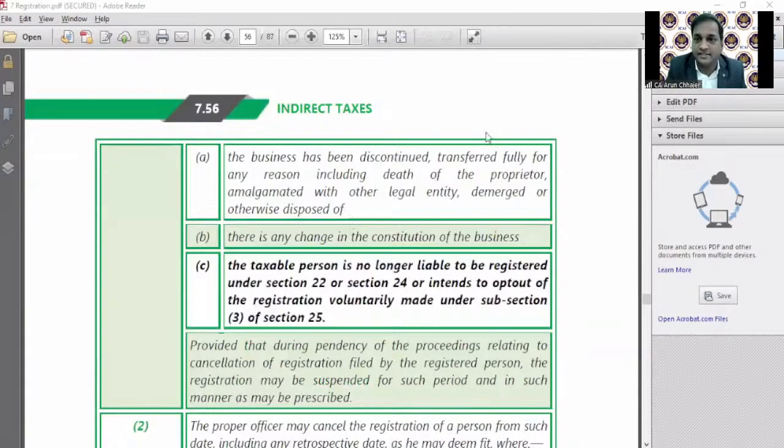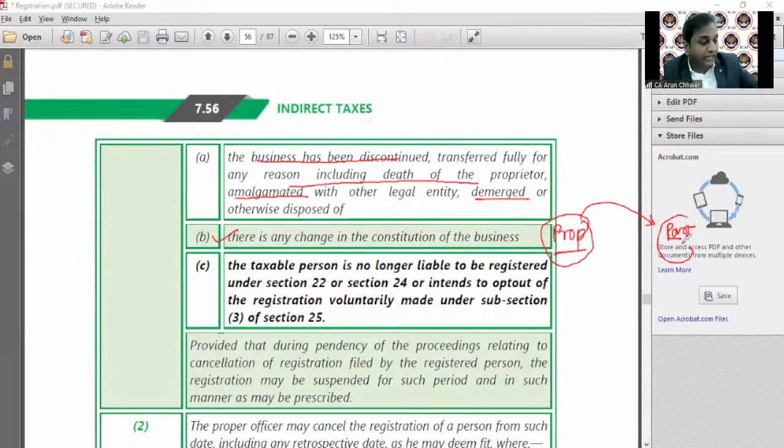In which circumstances either business has been discontinued, death of the proprietor, or it has been amalgamated, demerged, change in the constitution of the business. For example, I was doing the proprietorship business. Now I have converted into the partnership. Because there is a change in the PAN, this existing number has to be surrendered and new has to be applied. Clear.